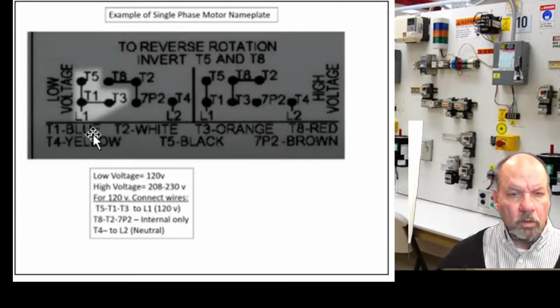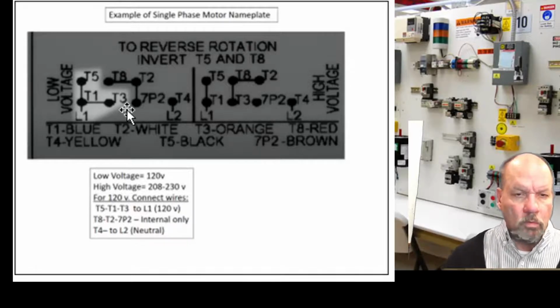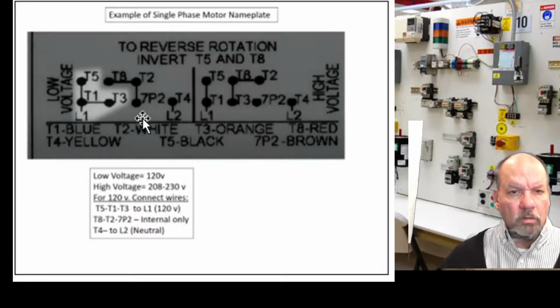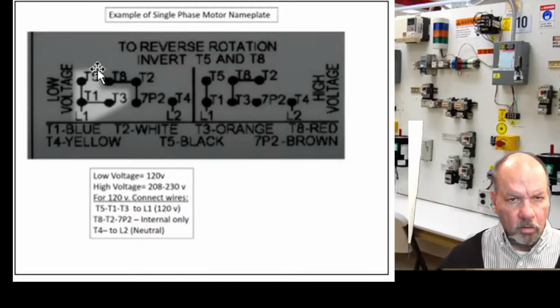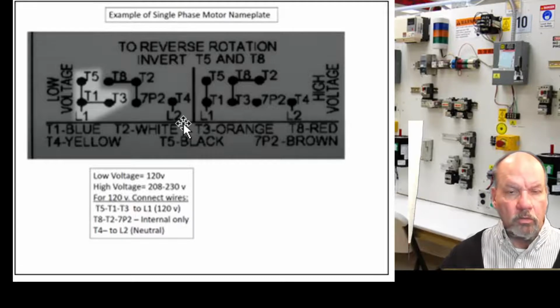So the first connection would be L1 to T1, T5, and T3. So you make that connection with a wire nut. The next connection is T8, T2, and 7P2. Now those aren't connected to any wires on the outside, it's internal. And the last one you make is L2 to T4, L2 being the neutral wire.